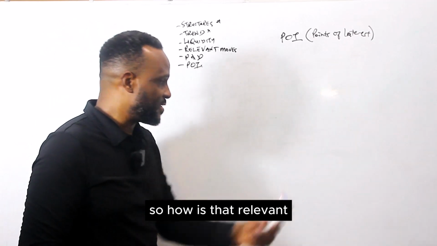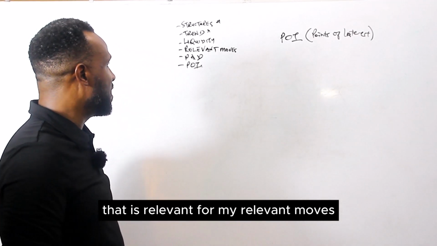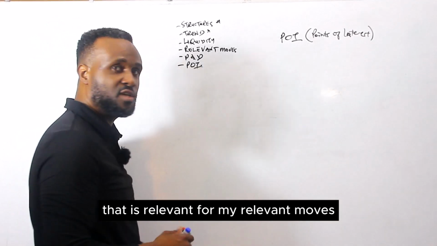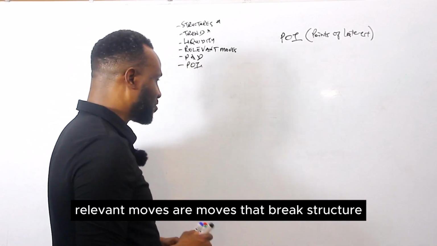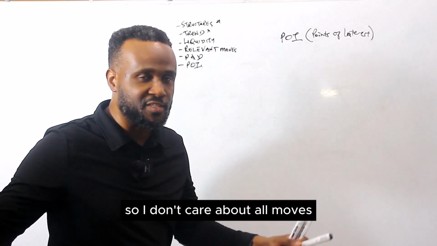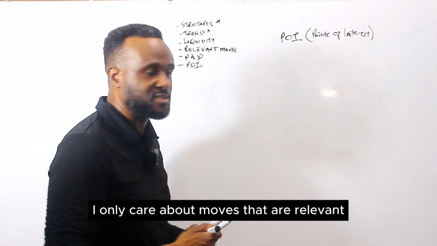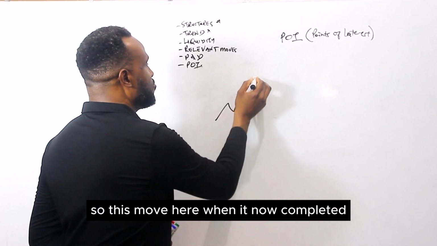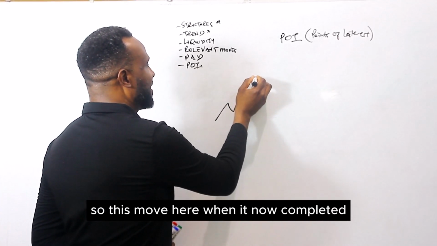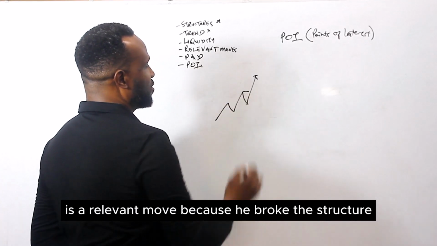So how is that relevant? That is relevant for my relevant moves. So remember what relevant moves are. Relevant moves are moves that break structure. So I don't care about all moves. I only care about moves that are relevant. So if I have an example like this, this move here, when it now completed, is a relevant move because it broke the structure.